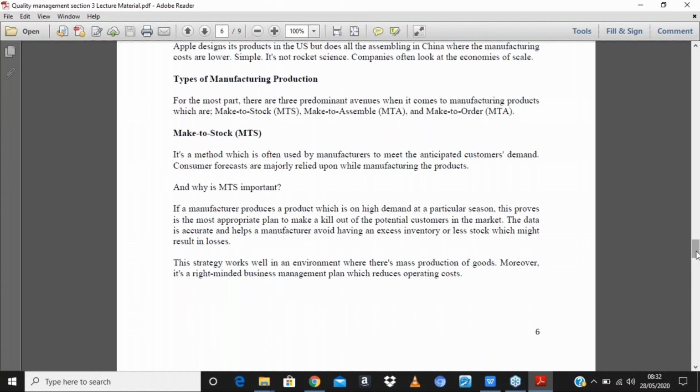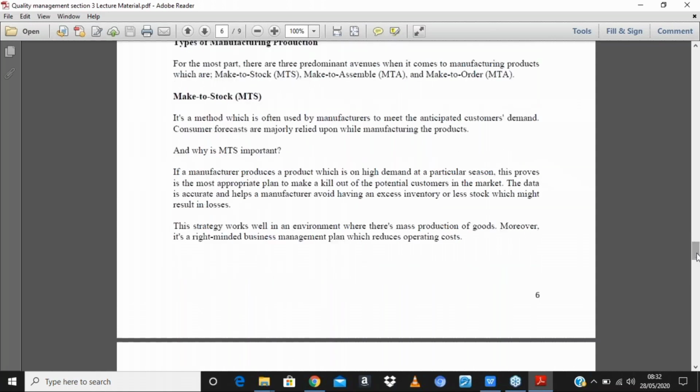Let's look at the first one, which is make to stock. I hope you can see the screen. Make is M-A-K-E, and you put a hyphen to T-O hyphen stock. Make to stock. Secondly, make to assemble. Thirdly, make to order. These are the three types of manufacturing avenues.